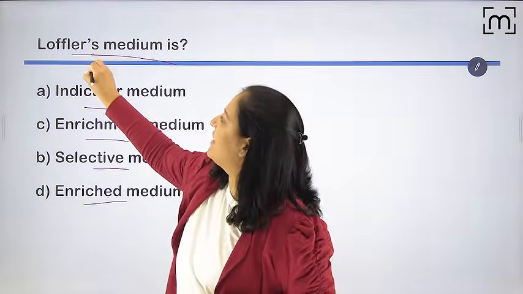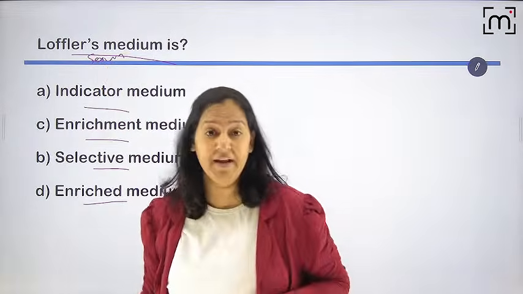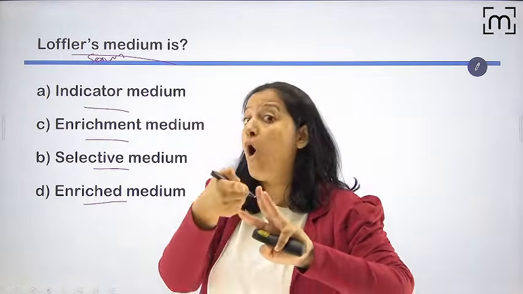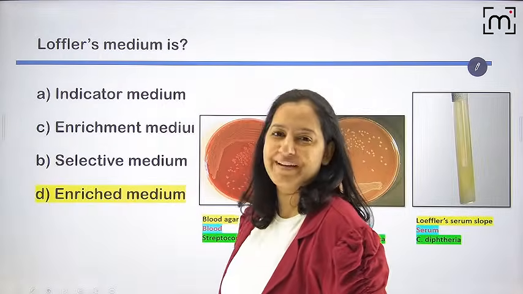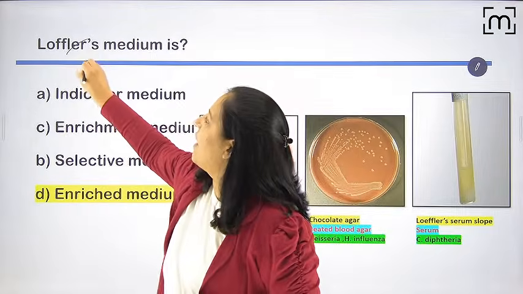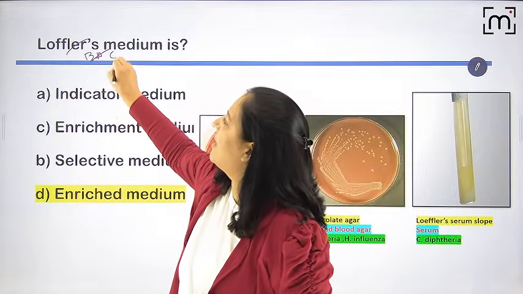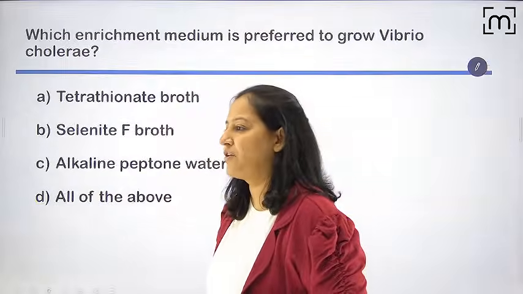Loeffler media is a media which contains serum. Any media which contains blood, egg, or serum is enriched media. So it will come as an example of enriched media. If I change it to blood agar, the answer is the same. Chocolate agar, the answer is same. So these are all your PYQs.